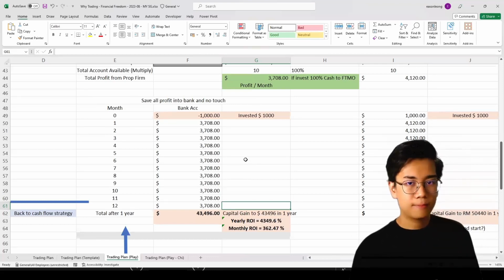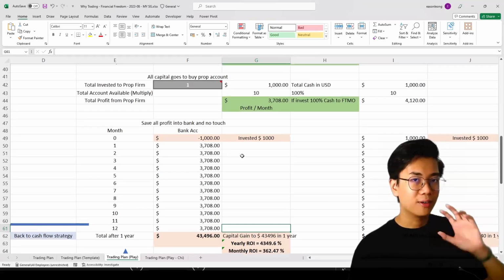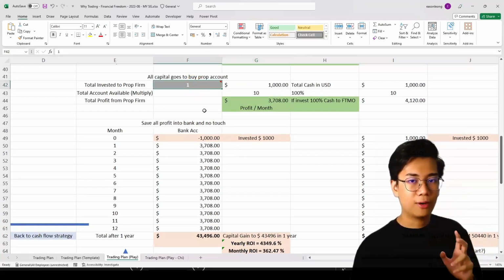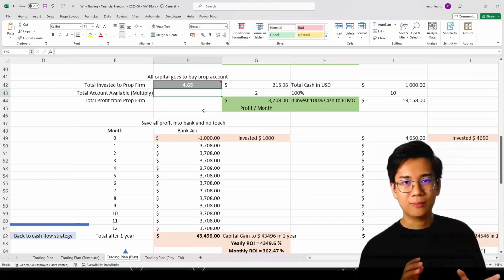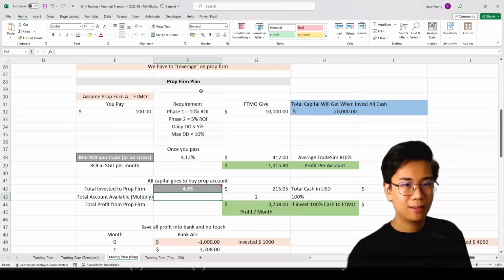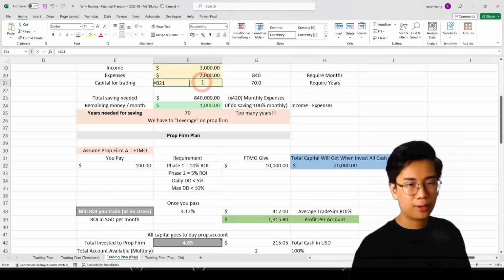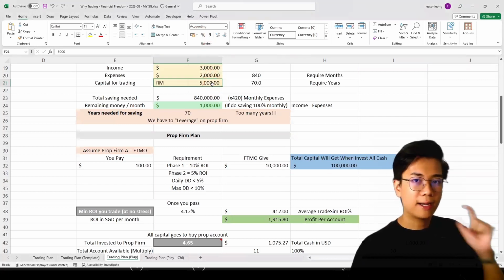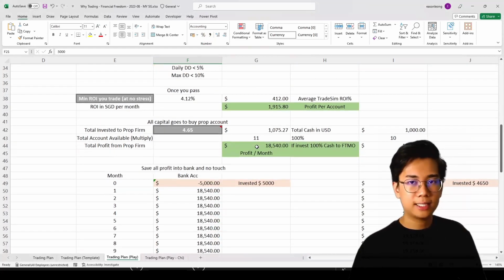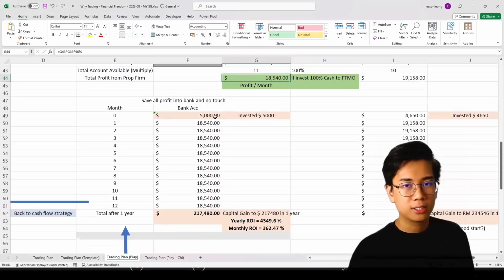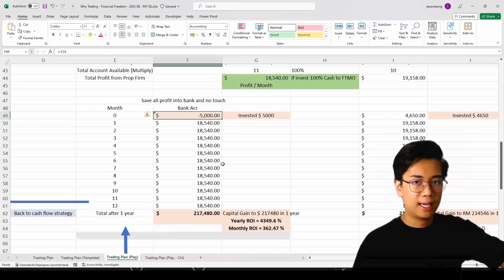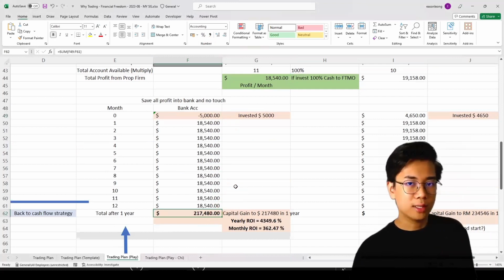Now, I just want to put it up for visualization. Right now, dollar to ringgit is 4.65, thanks to the Malaysian government. So right now, you have a starting point currency of, let's say, 5,000 ringgit. Let's say I convert to ringgit, then it's about 5,000 ringgit. And every single month, you're going to get 18,000 ringgit. So at first, you invest 5,000 ringgit. At the end of the year, 220,000 ringgit.